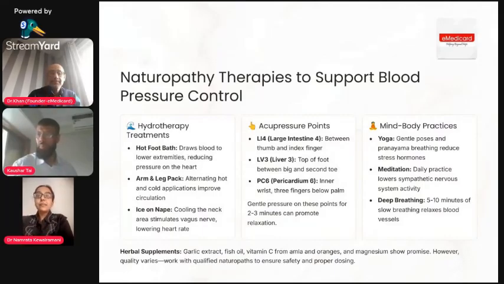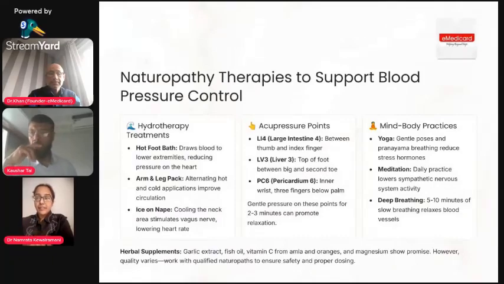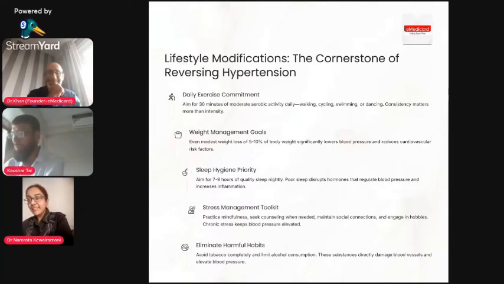And then for some emergencies, here we have some acupressure points to lower your blood pressure: LI4, LV3, PC6. We also give you expert guidance on acupressure, acupuncture, cupping, and many alternative therapies. Of course, when stress is a major factor contributing to hypertension, a few mind-body practices should also be considered, like yoga, meditation, and deep breathing.